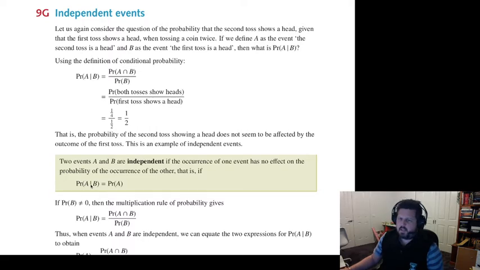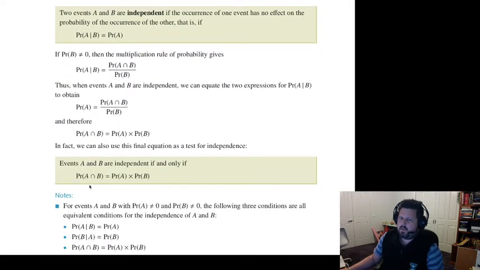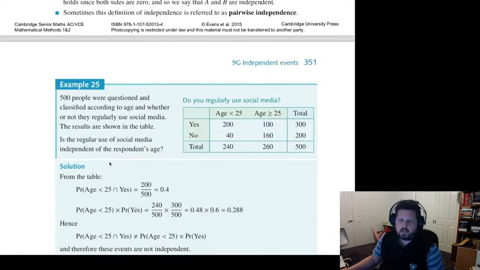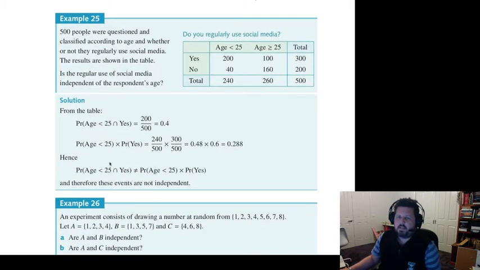You can take that a little bit further, and we can also get a further rule for independence. It says here, if events A and B are independent, they are independent if this rule is true: if the probability of A intersection B is the same as the probability of A multiplied by the probability of B, when both of these are the same, then we can say that events A and B are independent and have no effect on each other. Cool. So let's actually have a look at an example that will talk about that.